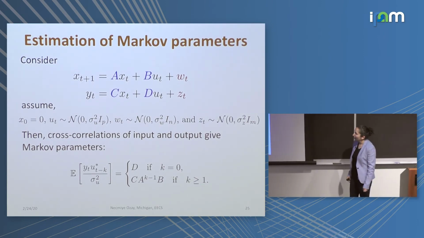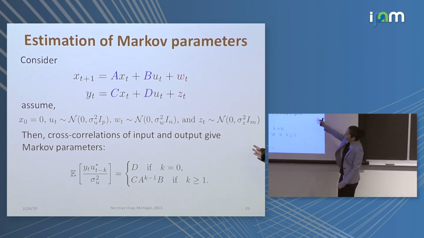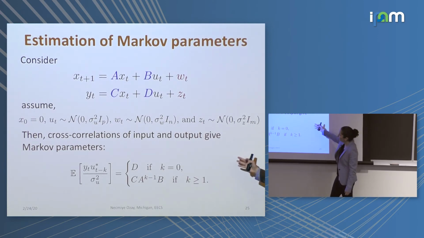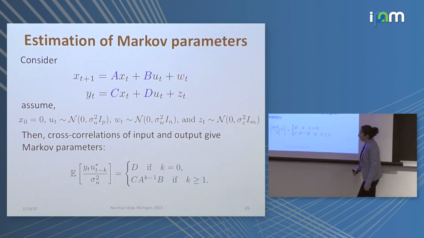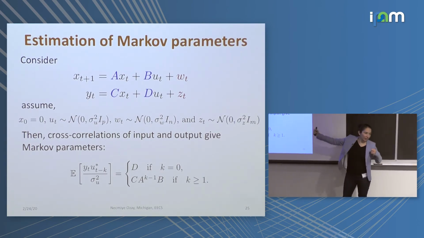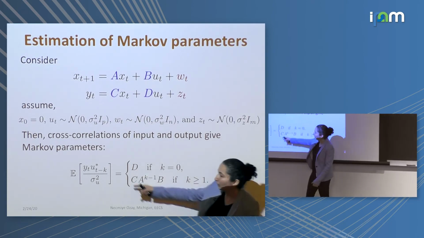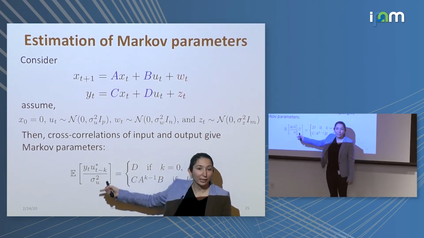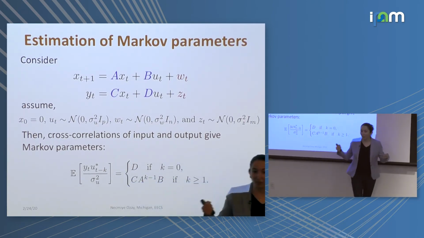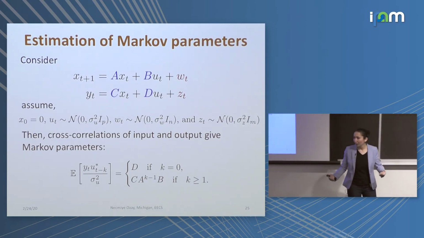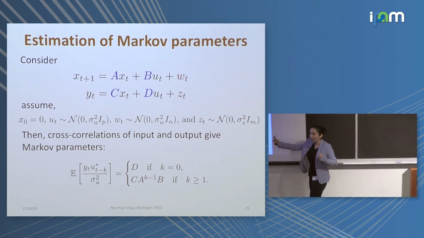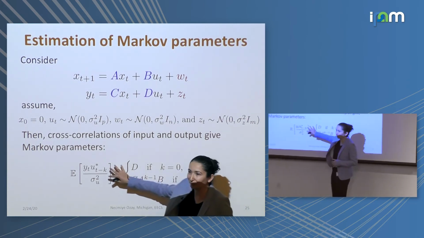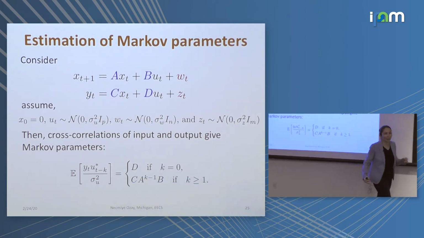Then cross correlations of input and output will give you your Markov parameters. If we had multiple trajectories that are independent, then I could estimate this expectation just by averaging across trajectories. But I don't have that luxury. I have a single trajectory from my system, so that doesn't work. I need to do something a little smarter here.